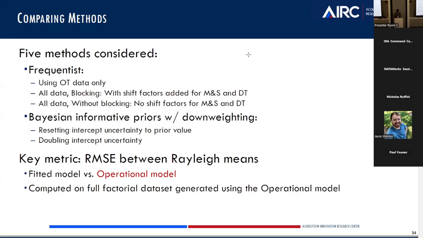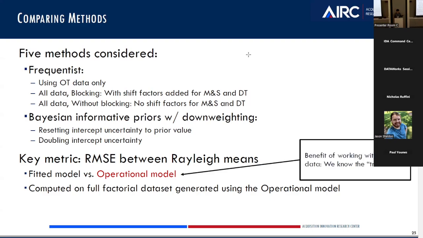So the key metric here is that I'm going to be comparing, because we know the truth, right? Because we are working with synthetic data, we know what the operational model is. I just showed it to you. And so we're going to compare how well we do at recovering the Rayleigh mean from that operational model based on these different methods of integrating the information. Okay, so all of this will be in terms of root mean squared error across a full factorial data set.